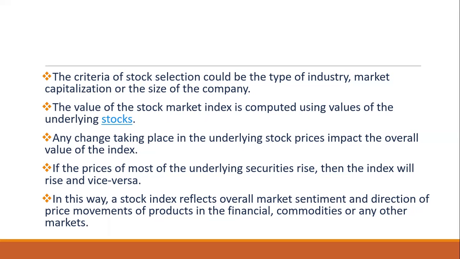Here we use the terms bullish trend and bearish trend. A bullish trend represents the going up of the stock market, and a bearish trend we say is the falling of the market. In this way, the stock index reflects overall market sentiment and direction of price movements of products in the financial, commodities, or any other markets. We can even see the rising of the gold price. We can even deal in commodities on the stock market. That all comes under the calculation.